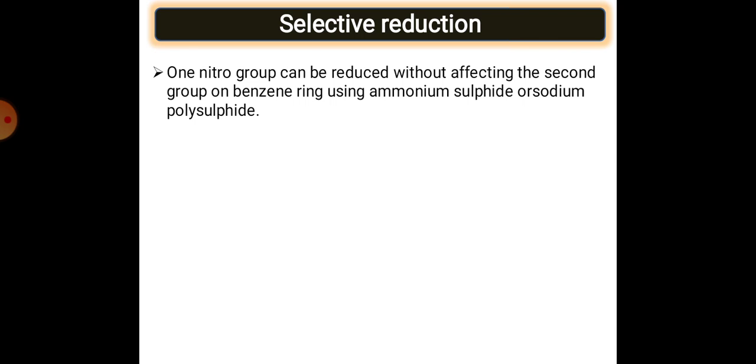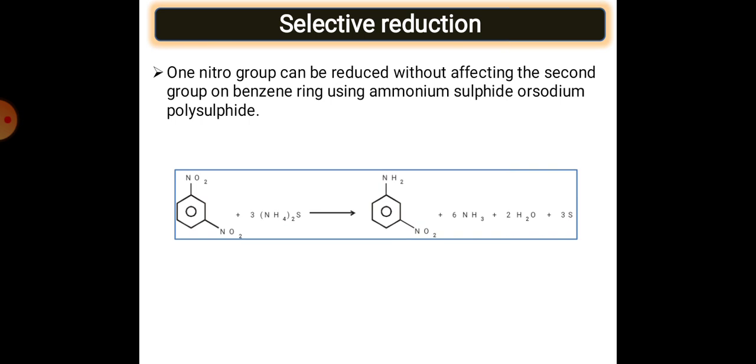So that type of compound is called meta-dinitrobenzene. One of the famous reagents is ammonium sulfide. Ammonium sulfide or sodium polysulfide is one of the best reagents to convert one of the nitro groups to NH2. And look at that, this is called selectivity. Selectivity is nothing but that your incoming reagent, ammonium sulfide, reacts with one of the nitro groups, not both.